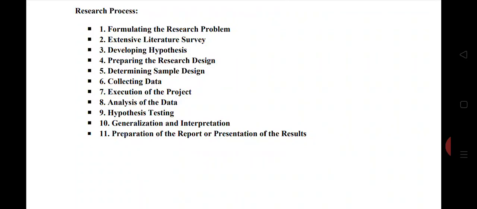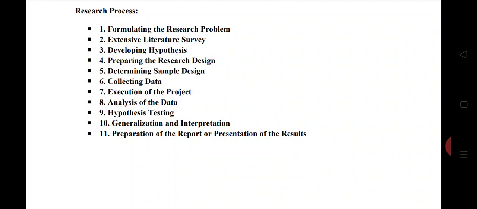First of all, number one is formulating the research problem. You have to formulate the research problem, which we have already discussed in detail. Number two, extensive literature survey or literature review. You have to review the already existing literature in the same field or area. Step 3, developing hypothesis. After reviewing the literature, you have to formulate or develop hypothesis.